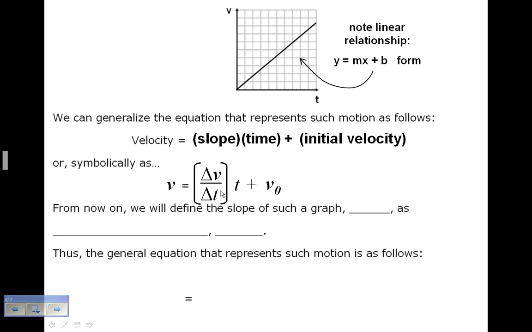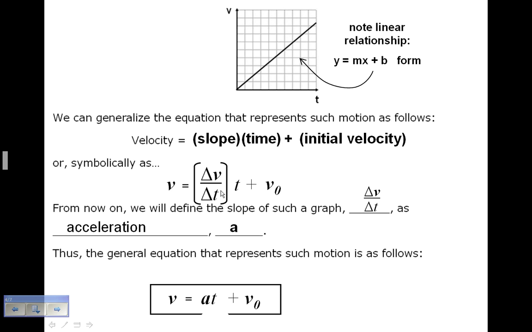Okay, so when you guys presented your results in class, we identified that the slope of such a graph, or delta v over delta t, is actually the acceleration. And we use little a as our symbol for acceleration. So again, in short form, the model for this velocity versus time graph is v equals at plus v0.